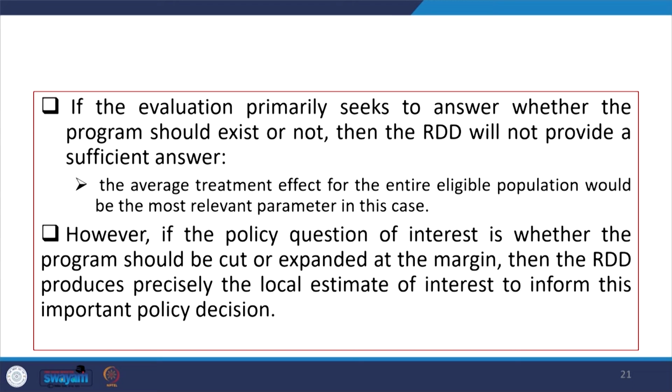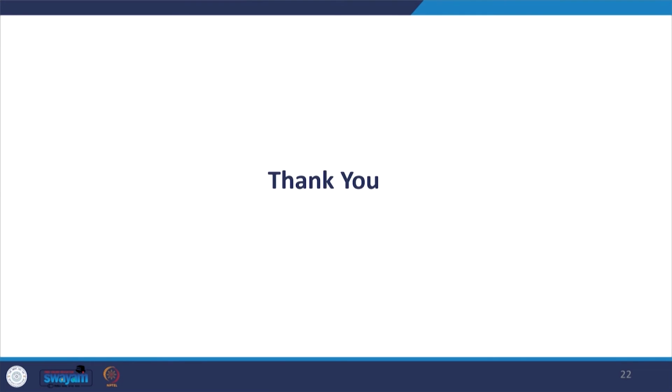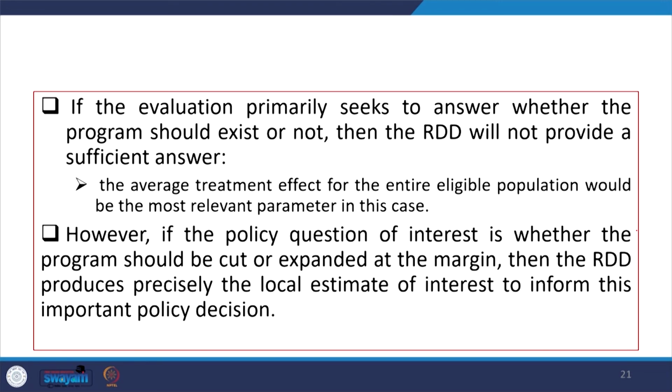However, if the policy question of interest is whether the program should be cut or expanded at the margin, then the RDD would of course give a precise estimate regarding those local effects of interest to inform these important policy decisions. Therefore, we say that if policy decisions are very focused and pointed, giving explanation at the margin, then the result would be quite appropriate through the RDD. Otherwise, you need not apply this technique. Okay. So, these are all for our lectures so far.